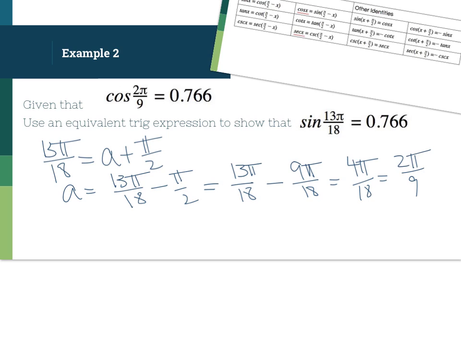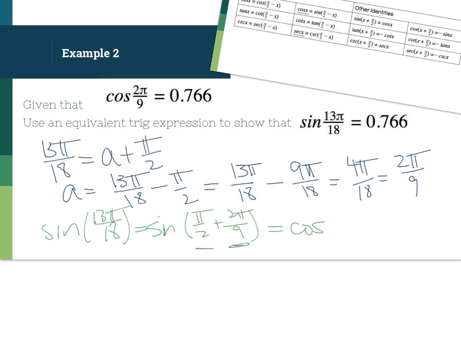I can rewrite our sine expression as sine of 13 pi by 18 equals sine of pi by 2 plus 2 pi by 9. And from our expressions up here, I can see that sine of x plus pi by 2 is equal to cos x. So here's the pi by 2, here's the x. So this must be equal to cos of, not the pi by 2, but of the x. So cos of 2 pi by 9. And if that's true, then I can go back to our original statement where cos of 2 pi by 9 is 0.766. And I have proved that sine of 13 pi by 18 equals 0.766.